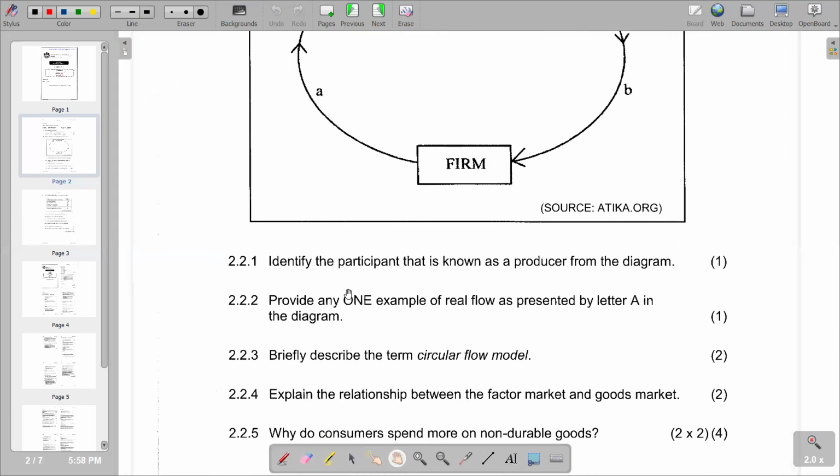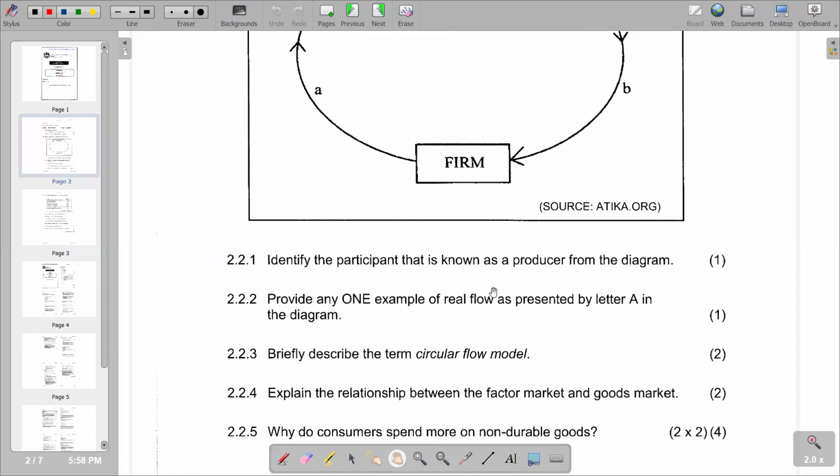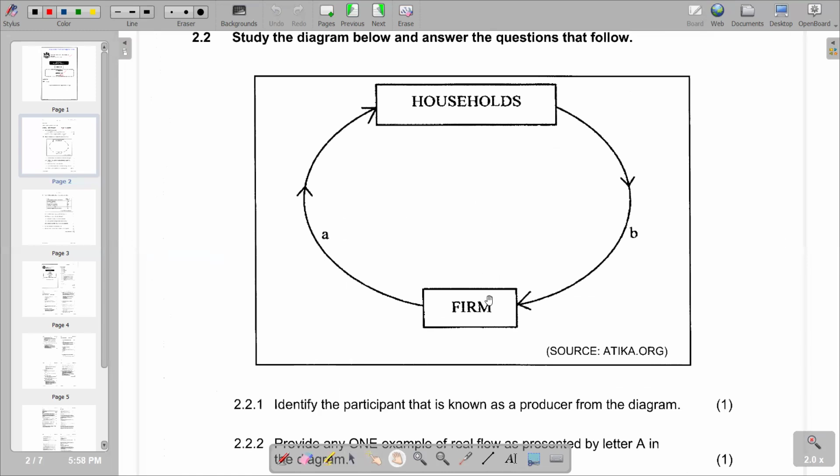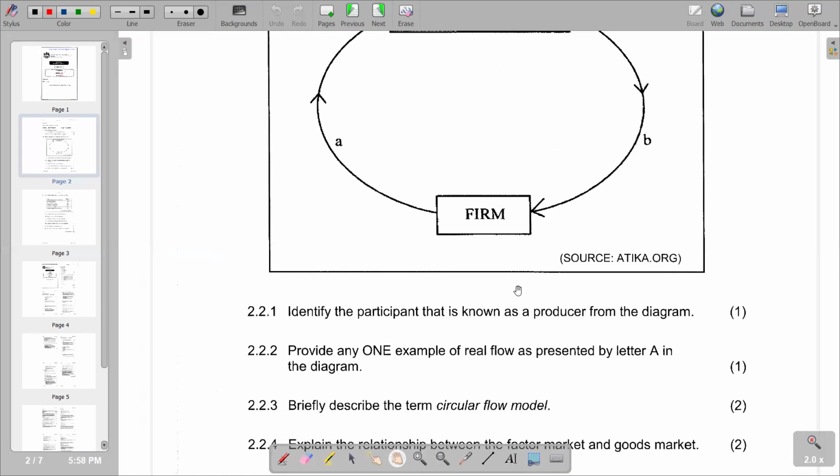Then beneath that, the first question reads, identify the participant that is known as a producer from the diagram. So we have got households and firms. So obviously, firms are the producers. So we are going to identify firms as the producers.